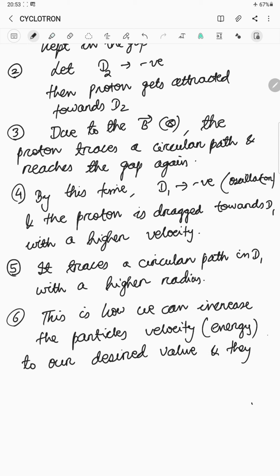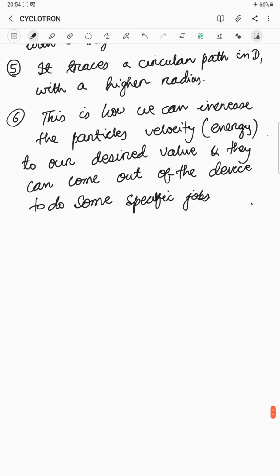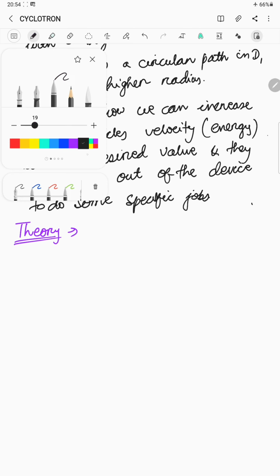and they can come out of the device to do some specific jobs. Okay, so this is all about the working of the cyclotron. Then comes the important one, that is the theory part. What all theory is related, how the question comes, and what all derivations are there. So do it as the theory part.